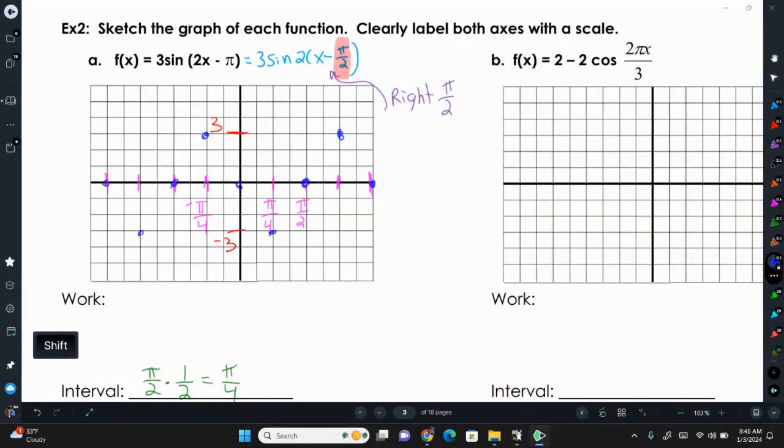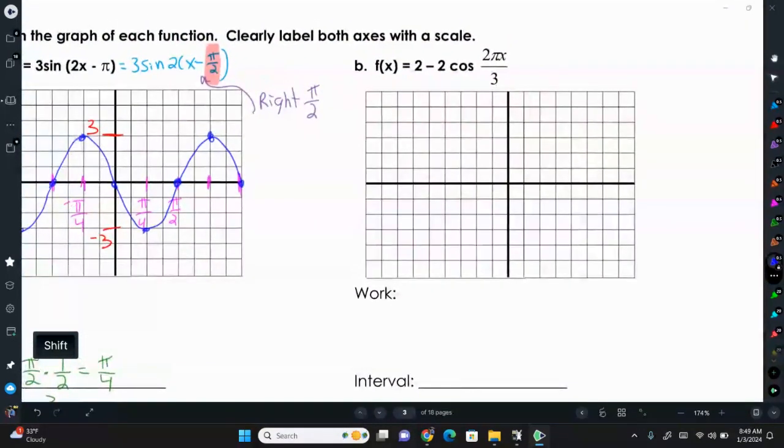Now you could have chosen to make each tick mark pi over 4, but I always like to spread it out a little bit and have each tick mark be the increment, and I usually use 2 grid marks for it. That just spaces things out a little bit and makes it easier to see.